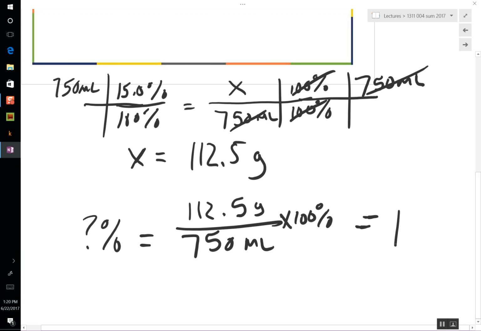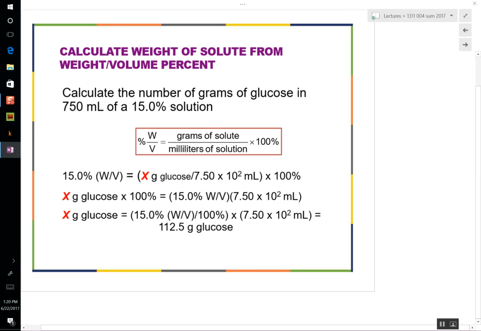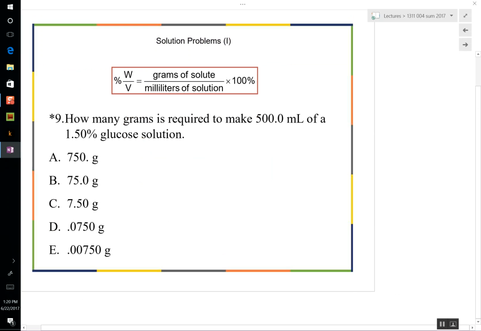And what do you get? 15%? That's what you should get. And that's how you double check your answer on this kind of calculation. All right, I think there's the solution to that one.